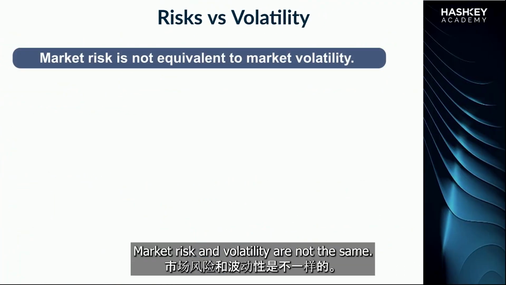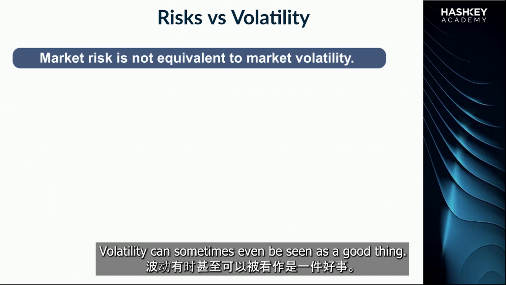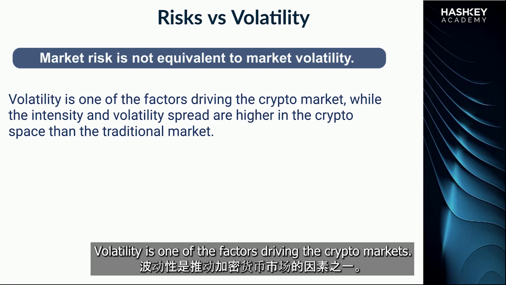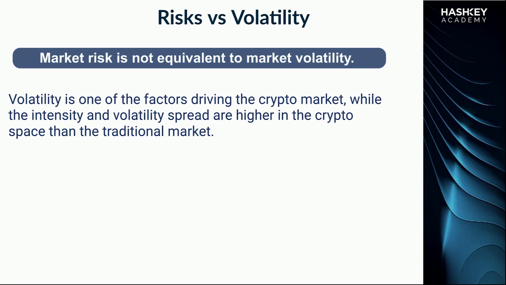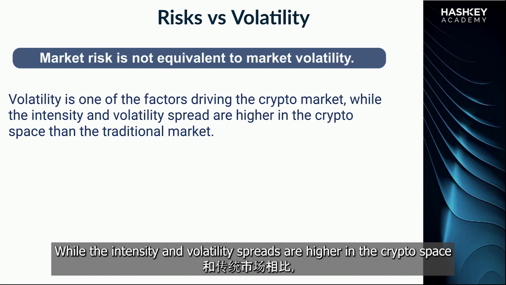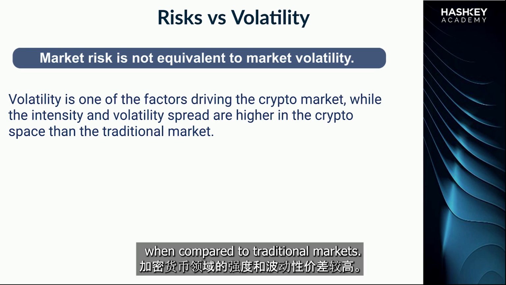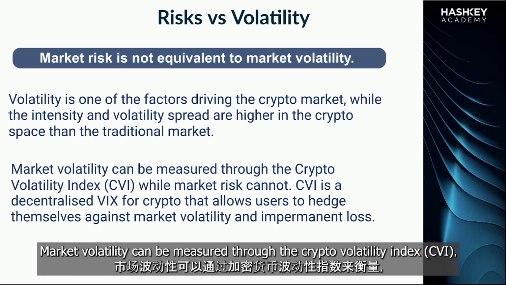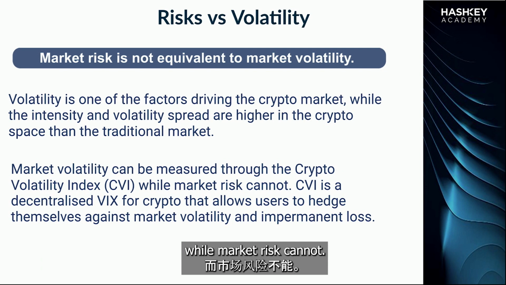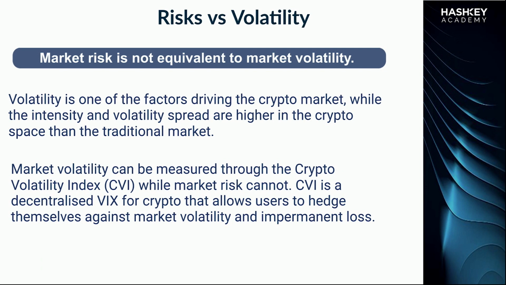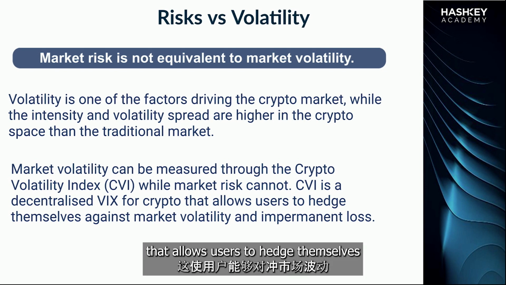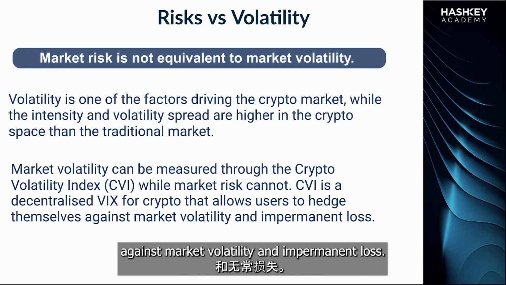Market risk and volatility are not the same. Volatility can sometimes even be seen as a good thing. Volatility is one of the factors driving the crypto markets, while the intensity and volatility spread are higher in the crypto space when compared to traditional markets. Market volatility can be measured through the Crypto Volatility Index, CVI, while market risk cannot. CVI is a decentralized VIX for crypto that allows users to hedge themselves against market volatility and impermanent loss.